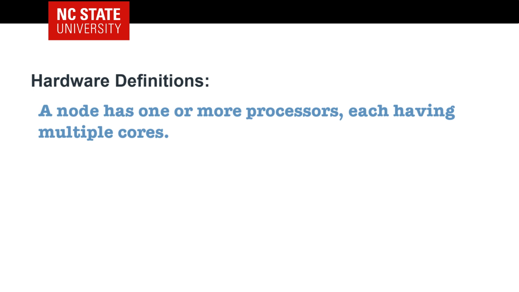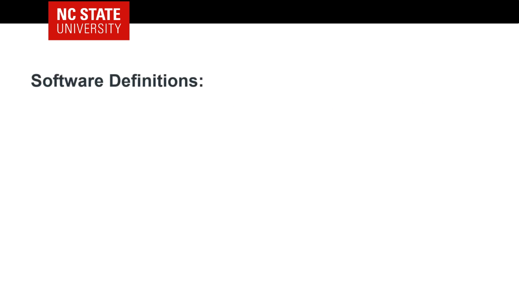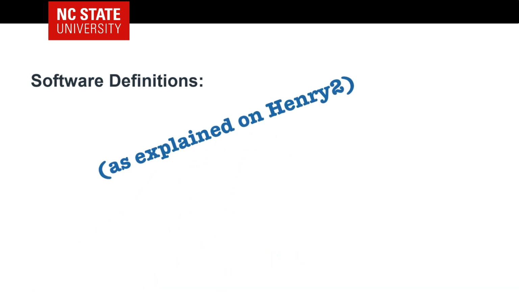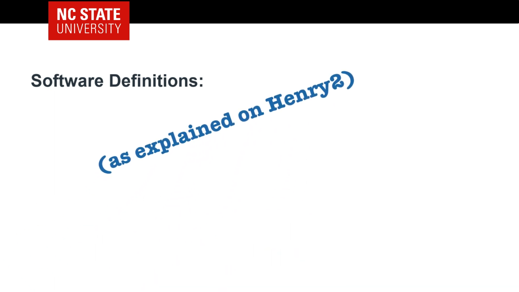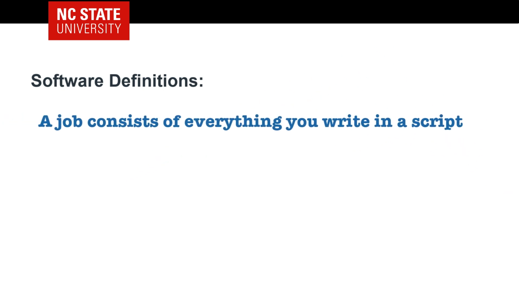In our documentation for Henry2, we refer to a node having multiple processors, each having multiple cores. The software definitions can be confusing too and might vary depending on who you talk to. We are going over these definitions because these are the terms used in all of the Henry2 documentation. A job consists of everything you write in a script and submit to LSF.